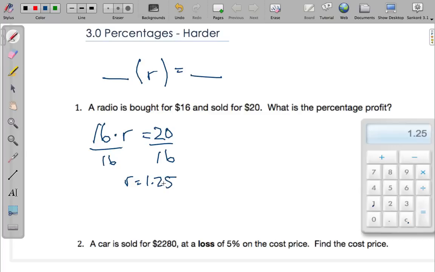So, Mr. Cole, what does that mean now? Well, if you know your decimals, then 0.25 is 25%, so it's 25% more than what you started with. The 1 refers to the 100%, which was the 16, and this is the more than. So this is 25% profit, right? Profit.